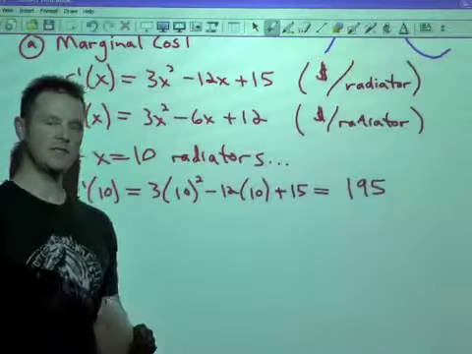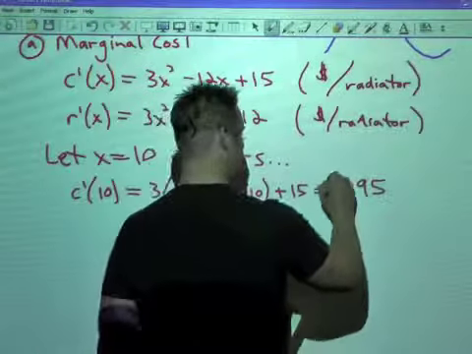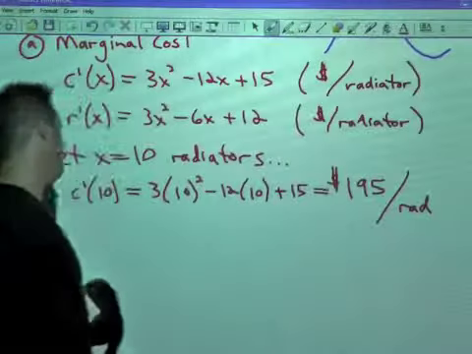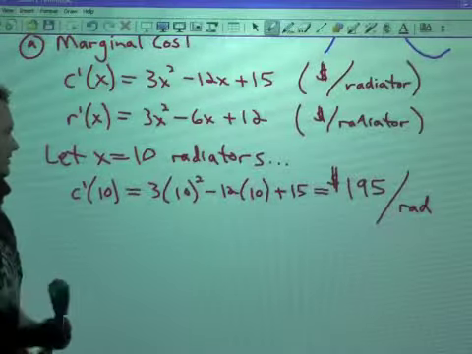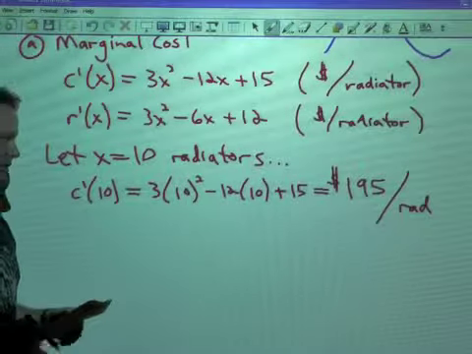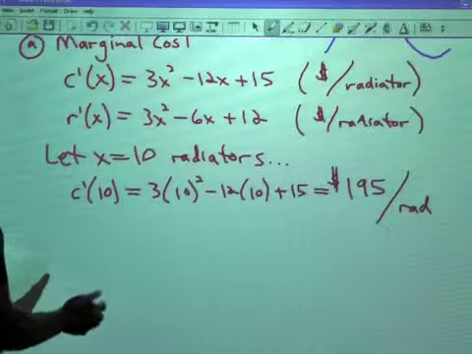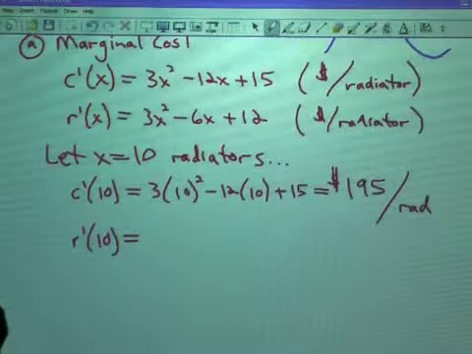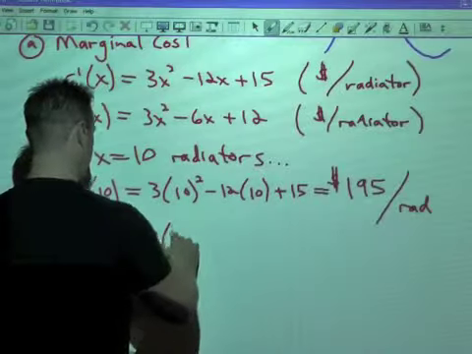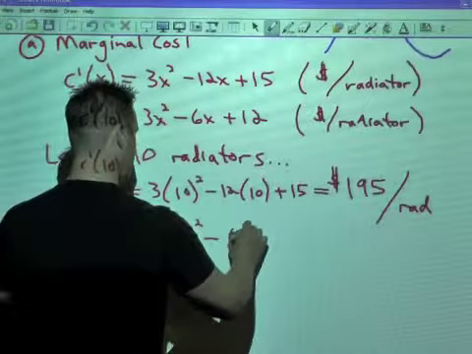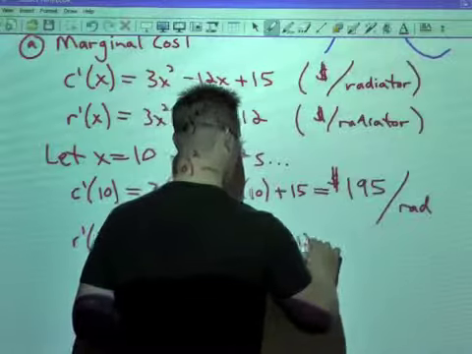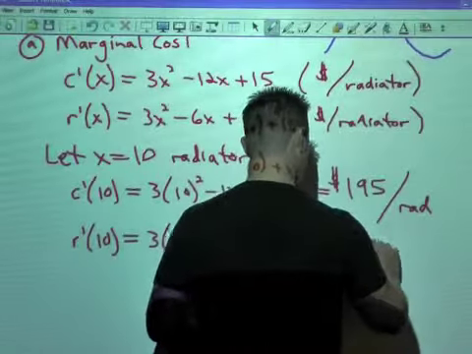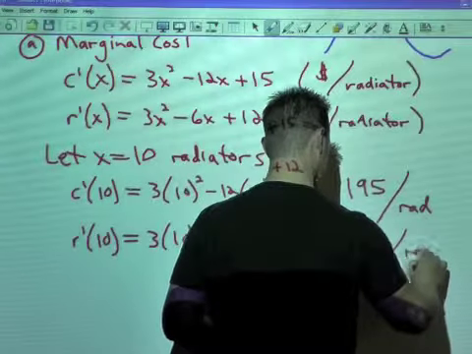Again, if I use the units, that's going to be dollars per radiator. Okay, so that's the marginal cost. That's how fast the cost is changing when we build 10 radiators. R prime of 10, the marginal revenue, plug 10 in for x as well. And for this one, we get the answer of 252. So it's $252 per radiator.